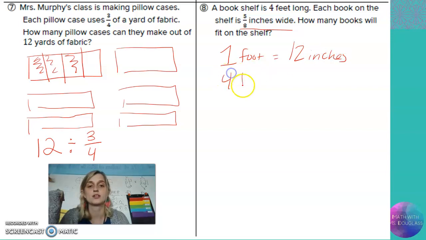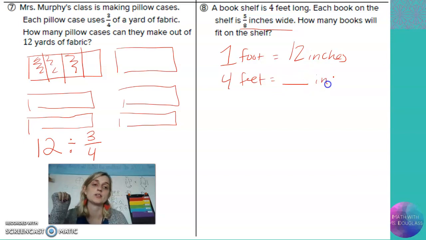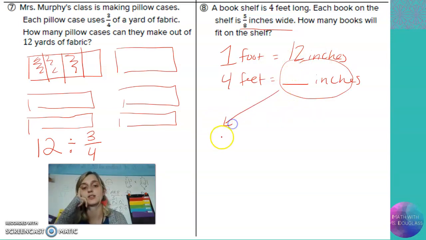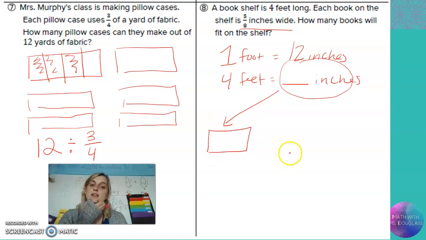So 4 feet is going to be 4 times as much as that. That is 4 times 12. You can figure that one out. But write that number right here. Okay, so that's the number in inches that you're going to then divide. So you're going to take that number. That's going to go first. I'm not telling you what it is because I want you to do that math. And you're going to divide that by 5/8.